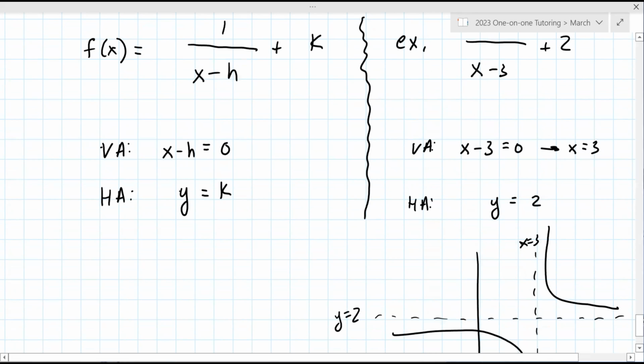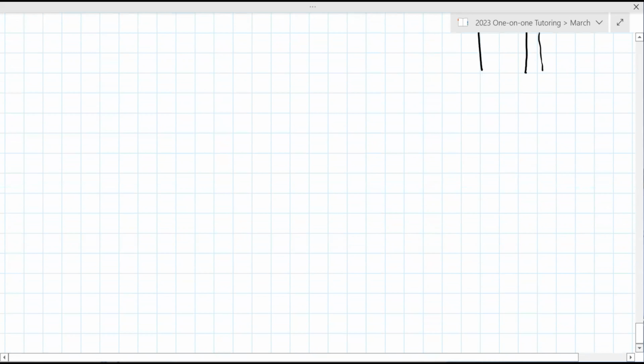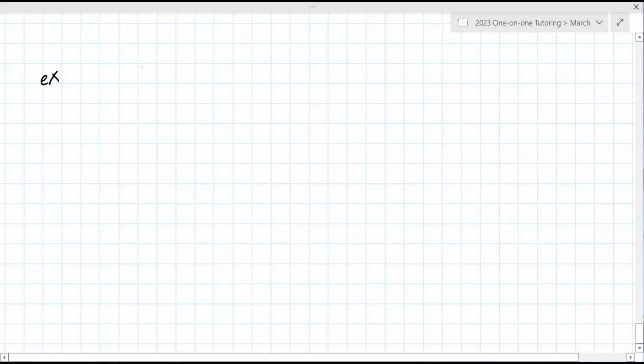Is that okay? Oh yeah. Okay, so let's do another example here together. Let's say I want you to graph f of x equals 1 over x plus 1, minus 2. And I want two things: the vertical asymptote and then the horizontal asymptote. The vertical asymptote comes from setting the bottom equal to 0. Can you set x plus 1 equal to 0, please, and solve that for x?